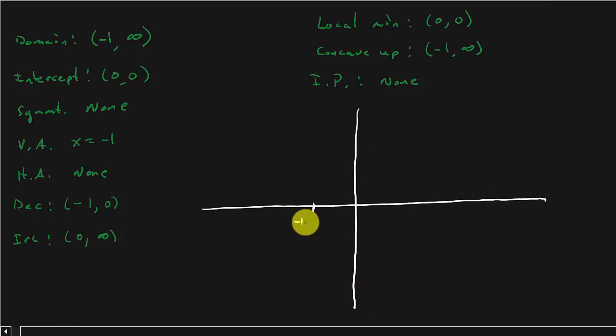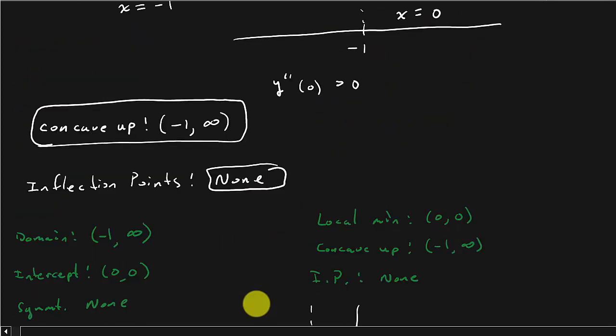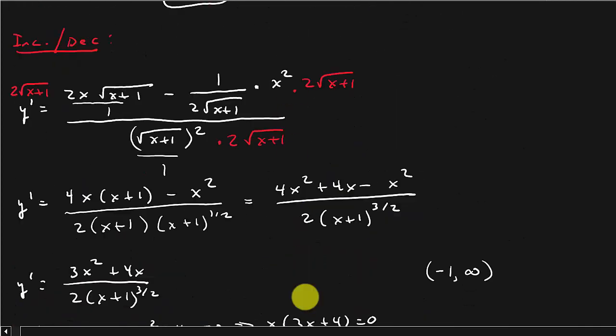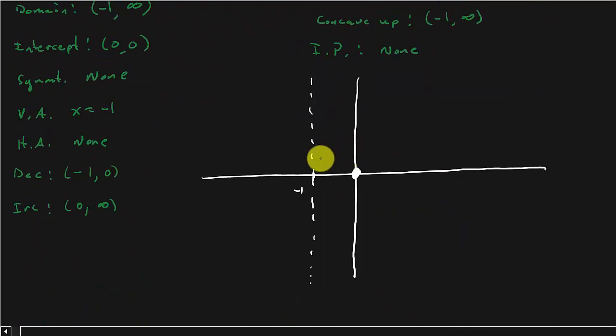So I've got -1 here, and I know I have a vertical asymptote there, right? And there's my point 0, 0, and that's really the only point that I'm going to be plotting on there. So now let's graph it. So as I'm approaching -1 from the right hand side, I've got a vertical asymptote there. I guess I should have written that down. As I approach -1 from the right, it's going to infinity. But see, as I'm approaching -1 from the right, the graph is going up to infinity.